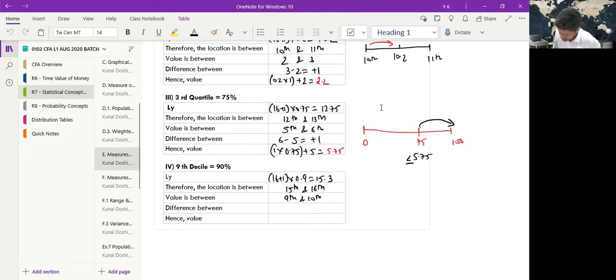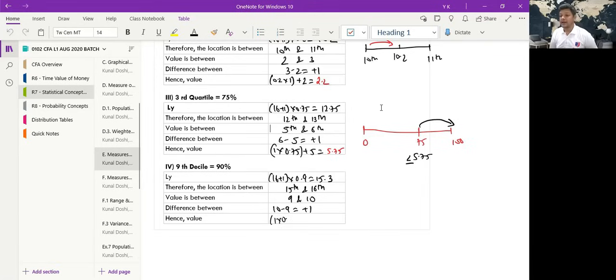And the difference between 9 and 10 is again plus 1. Not necessarily always the distance is plus 1. At times the distance can be more than that also. So our value will be 15.3. So 30% of the difference. So I will do 1 into 0.3 plus 9. So our answer will be 9.3.